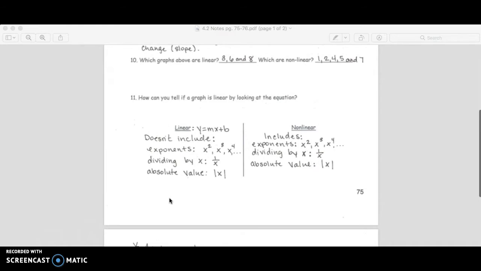And let's look at number 11. So right here it says, how can you tell if a graph is linear by looking at the equation? So linear, like I said previously, is slope-intercept form y equals mx plus b. It does not include exponents, which are x squared, x cubed, x to the 4th power, and so on, dividing by x, or absolute value. Nonlinear includes all these things: exponents, dividing by x, and absolute value.